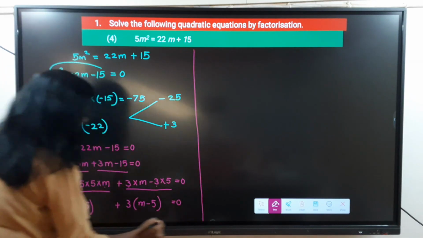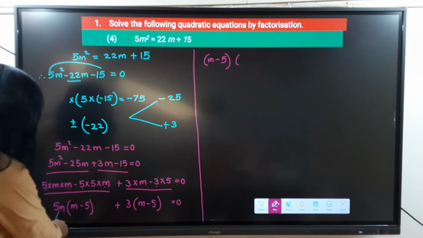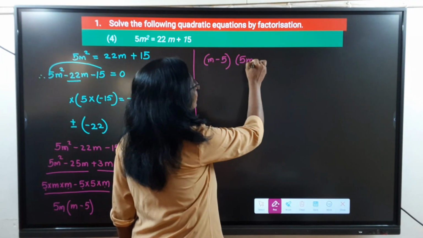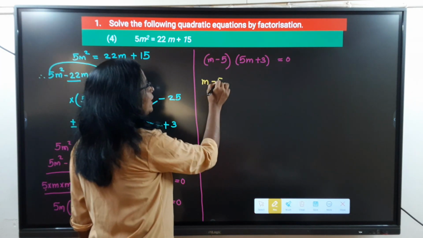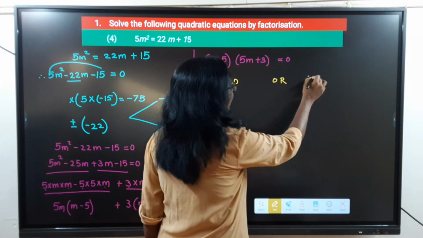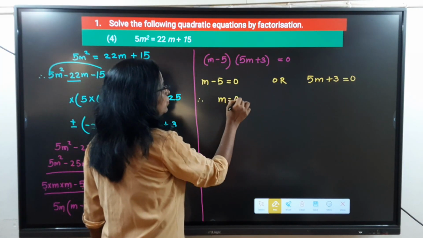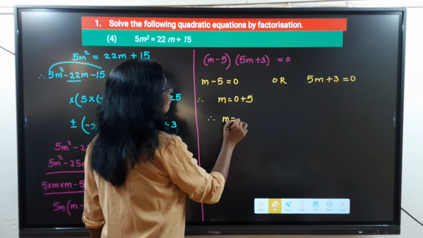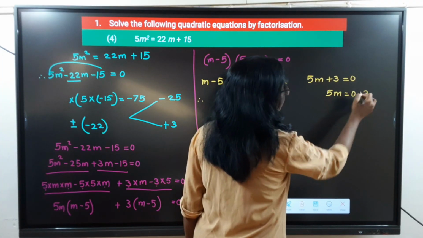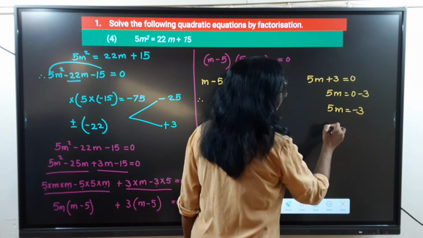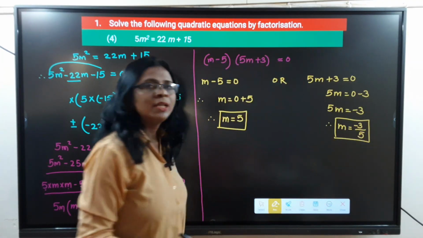Then the next step: in the first bracket we write m minus 5, in the second bracket we write 5m plus 3, is equal to 0. Therefore, students, the first bracket is equal to 0, or the second bracket 5m plus 3 is equal to 0. Therefore m is equal to 0 plus 5, so m is equal to 5. Now 5m is equal to 0 minus 3, 5m is equal to minus 3, therefore m is equal to minus 3 upon 5. So now, students, finally we have the solution.